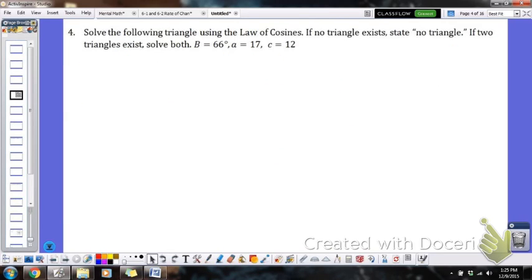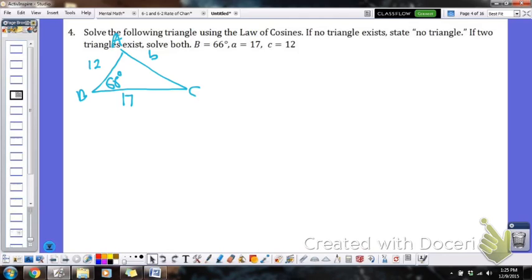For number 4, we are given another triangle that we're going to solve using the law of cosines. So let's get our triangle first. Angle B is 66 degrees. Little a is 17, little c is 12, and we don't know little b. So for this I have to find two angles and little b.